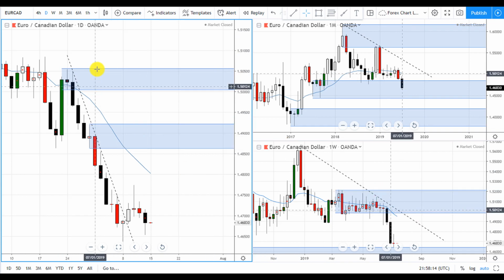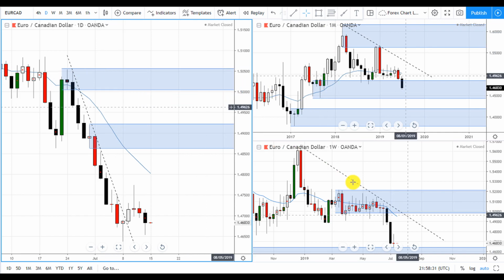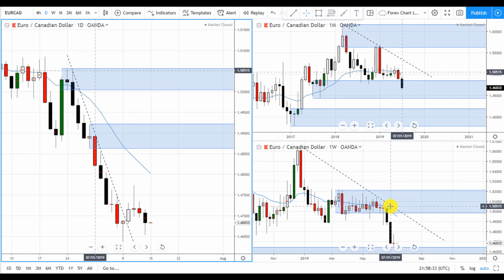So that's why we're entering on the daily, because we want to minimize our risk. And of course we're going to choose the proper lot size and everything, and only risk 1% of our account, but we want to minimize our risk. That's why we're going on the lower time frame instead of taking this whole thing on the weekly.